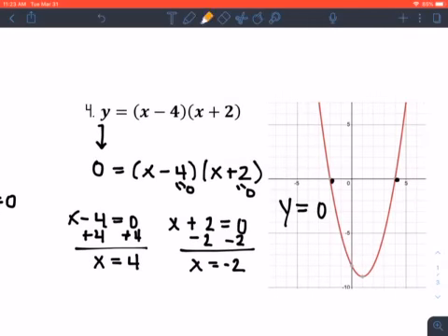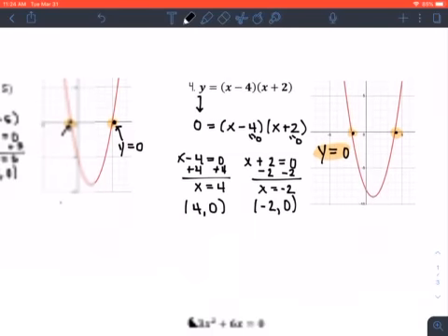Which means that this ordered pair right here, the x coordinate is 4, the y coordinate is 0. This ordered pair right here, the x coordinate is -2, and we've already said that the y coordinate is going to equal 0. So here we have x-intercepts. When we're solving for an x-intercept, it's where it crosses the x-axis, or we also call them zeros, which we're going to look at later.